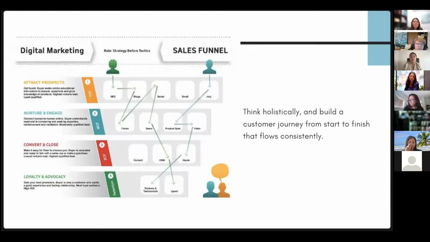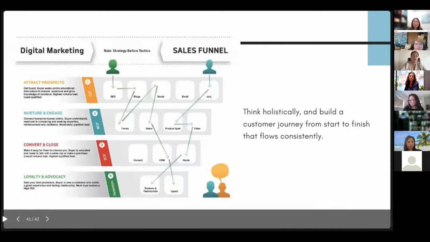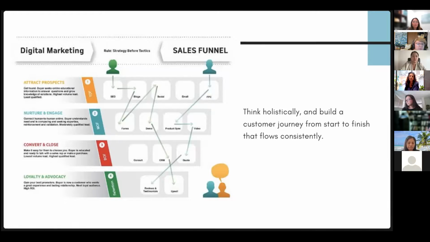So you want to think holistically, and of course when you build this customer journey from start to finish, you want to make sure that it flows consistently. So kind of how we mentioned before, when we have customer A and B, this chart right here just simply lays out the different ways that this customer interacted in the sales funnel.